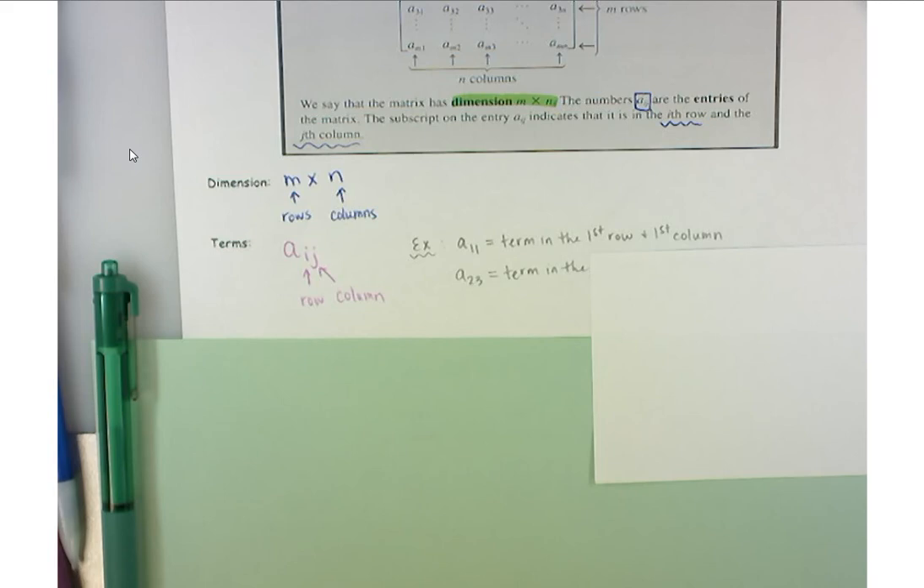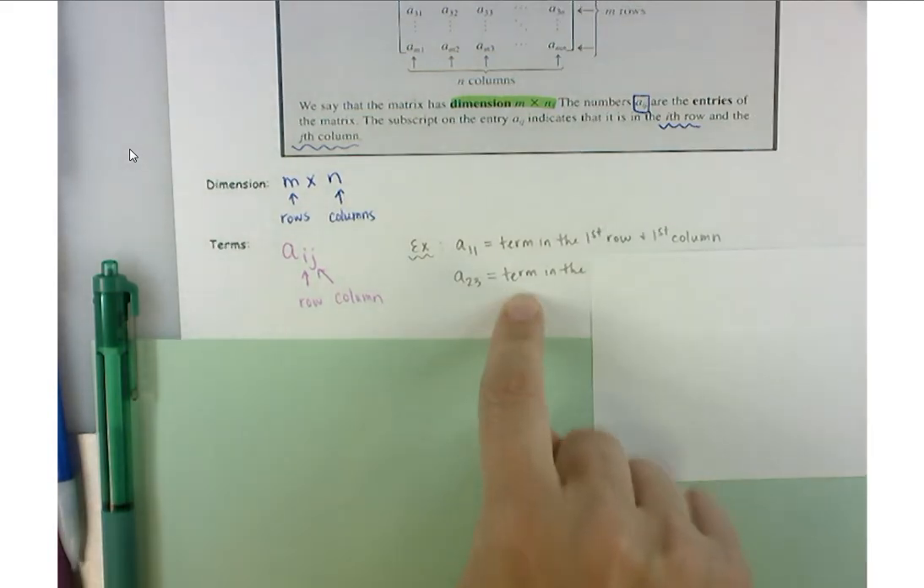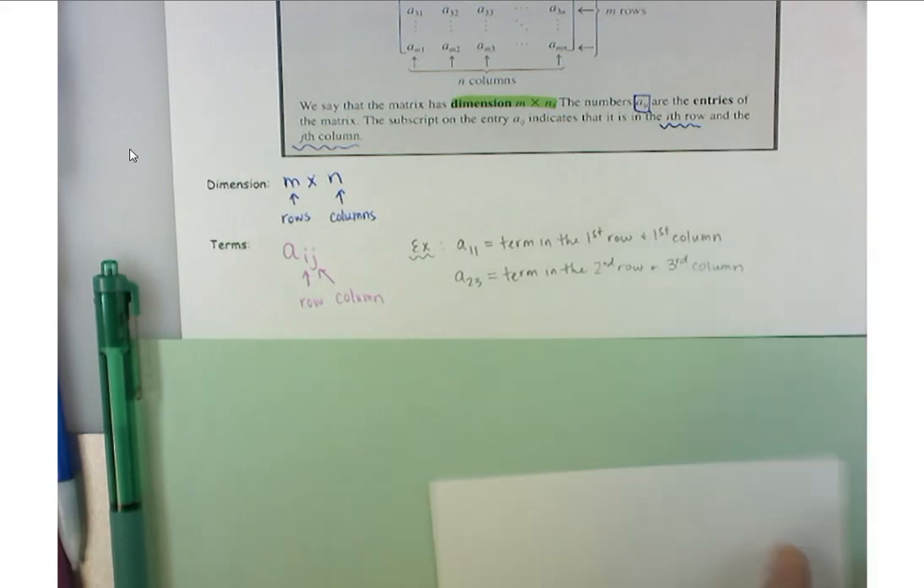Okay, so then, Colin, what'd you put for this? Second row, third column. Good. Okay, so second row, third column. Do you guys have any questions about that format?